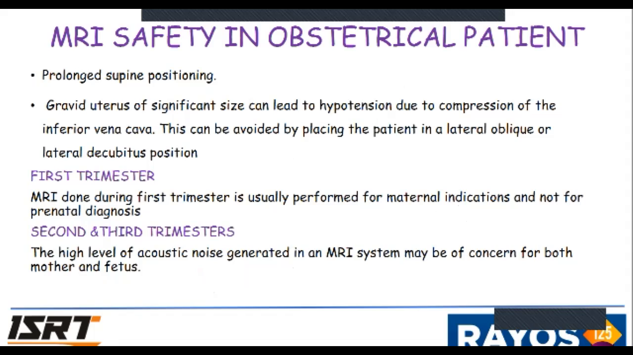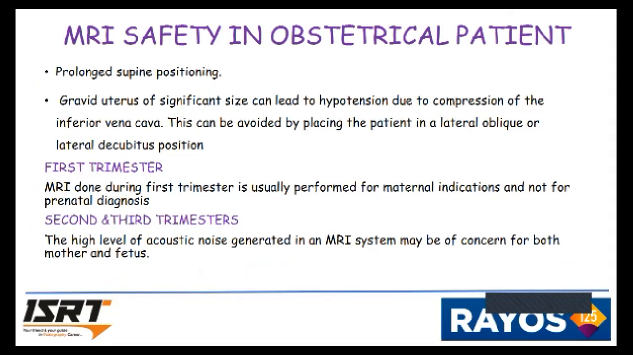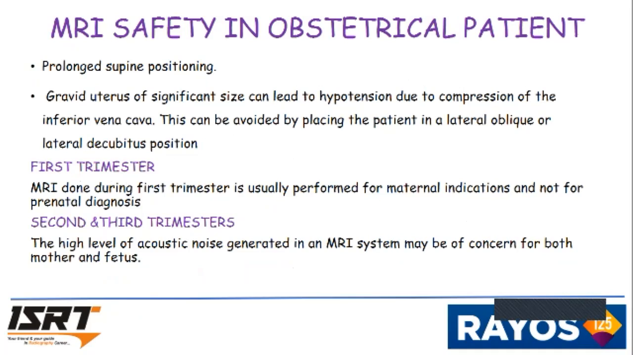Coming to the safety of the obstetrical patient, it is very difficult for the pregnant patient to remain in a prolonged supine position. It is because a gravid uterus of significant size can lead to hypotension due to compression of the inferior vena cava. This can be avoided by placing the patient in a lateral oblique or lateral decubitus position. In the first trimester, the patient mainly comes for maternal indication and not for prenatal diagnosis. Whereas in the second and third trimester, after 20 weeks, the high level of acoustic noise generated in the MRI system may be a concern for both mother and the fetus.